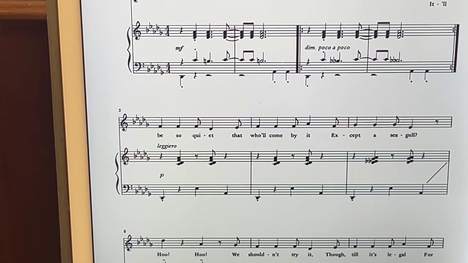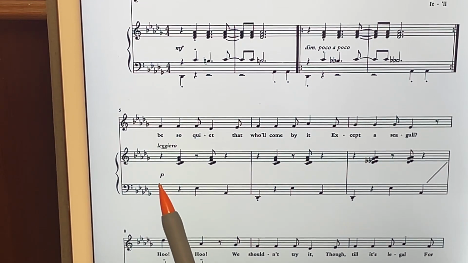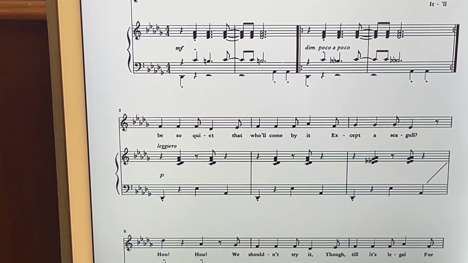So we wouldn't want it, if we were really staying true to this score, if we went, "Be so quiet," that would not be correct because there's clearly a P there for piano or soft. So really it should be so quiet. Maybe a little bit louder, but be so quiet that who'll come by it. That's what we want to do. So P for piano means soft.